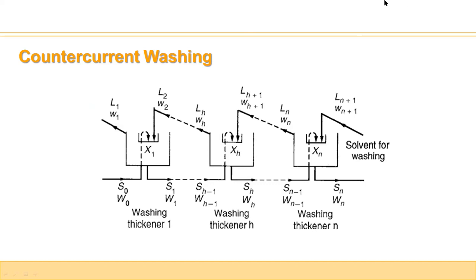Since we want to be able to predict the concentration of the solution in the next thickener given the data in the previous one, we will cut here. Why cut here? Because this is where you have the H plus 1. We want to be able to predict.